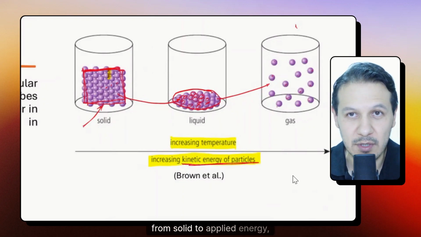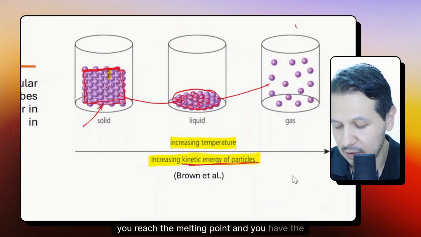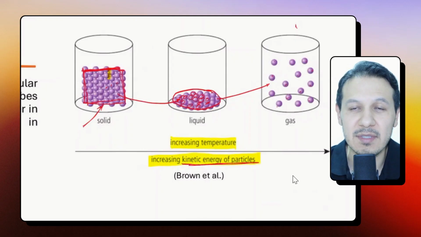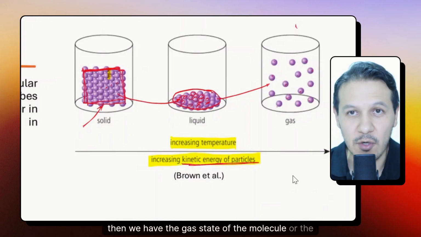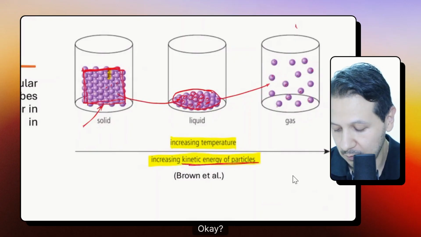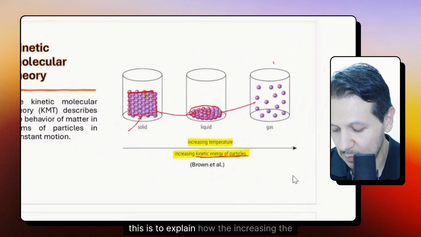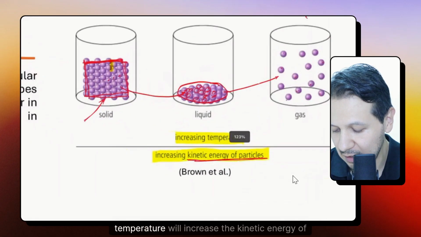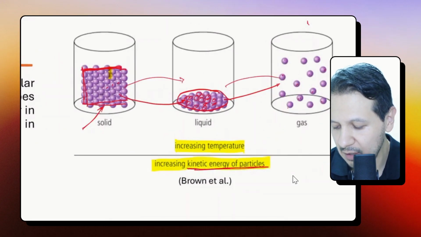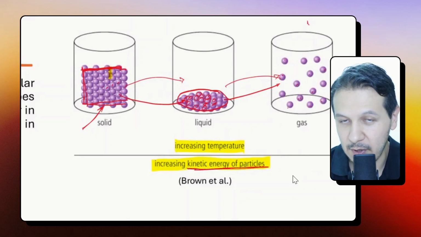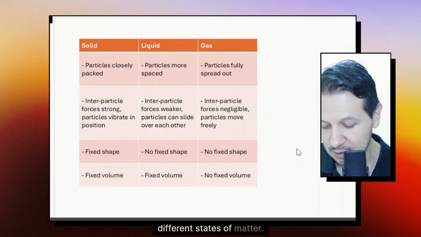From solid, you apply the energy, then you reach the melting point and you have the liquid, and then if you still continue increasing the energy, then we have the gas state of the molecule or the particle. Okay? This is to explain how increasing the temperature will increase the kinetic energy of the particle. And then we have the boiling point. And we'll talk about that in the text. Then different states of matter, okay?